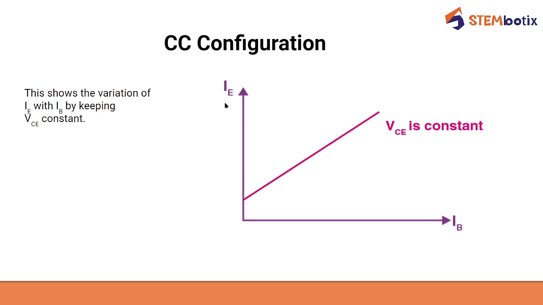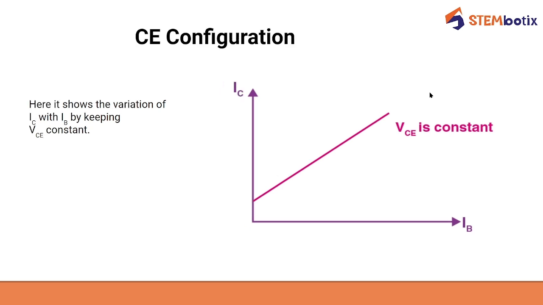Now for CC, the common collector configuration, you plot a graph of IE versus IB, keeping your collector emitter voltage constant. So it gives you the variation in emitter current with change in base current, while keeping the collector emitter voltage constant. This is how the CC configuration current transfer characteristics look.